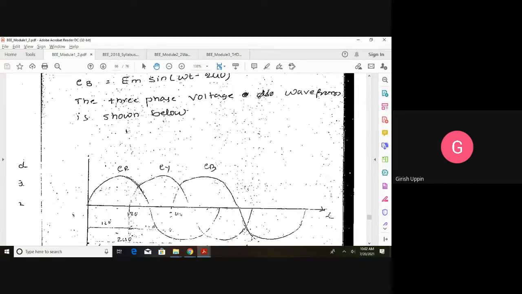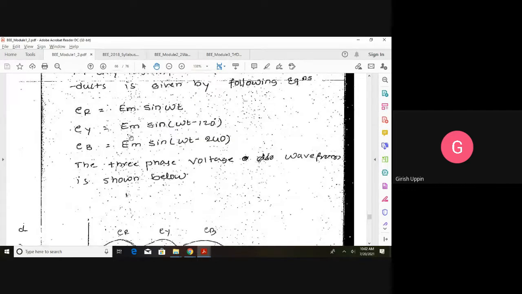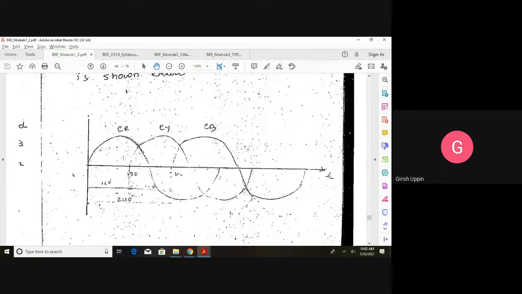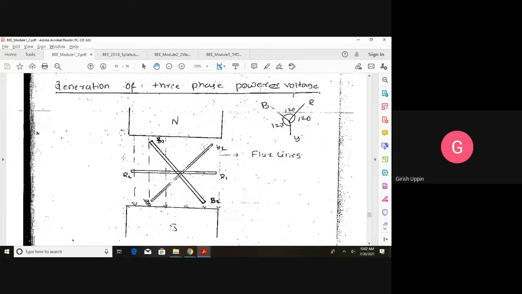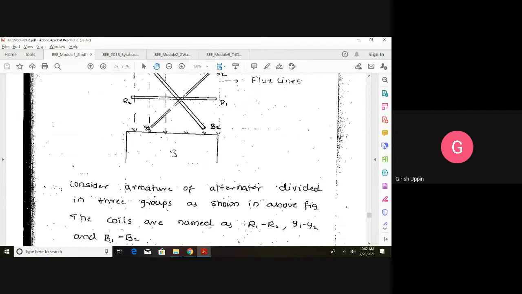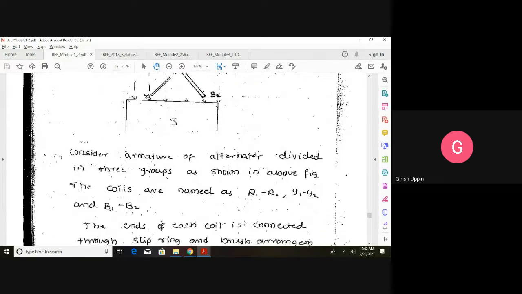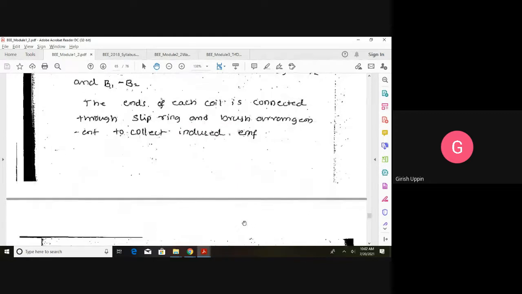So you have to remember these things: these three equations and this waveform. If the question is asked how the three-phase power is generated, you have to draw the first diagram, where you have the R phase, and lagging 120 degree you have Y phase coils, and lagging 240 degree with respect to R phase you have the B1 phase, and you have to explain how each of the coils will induce the voltage, taking different positions.